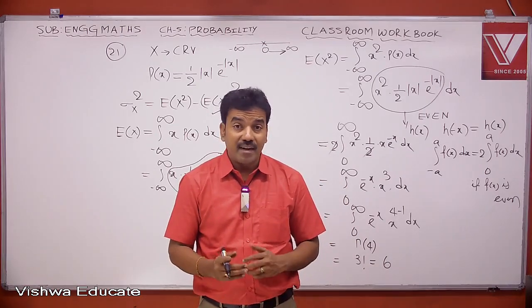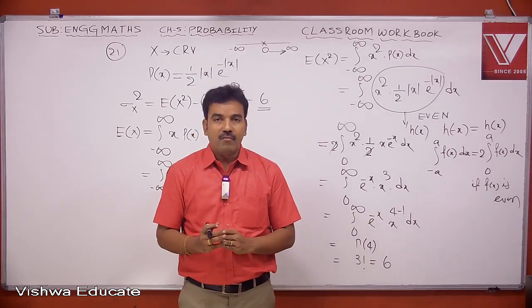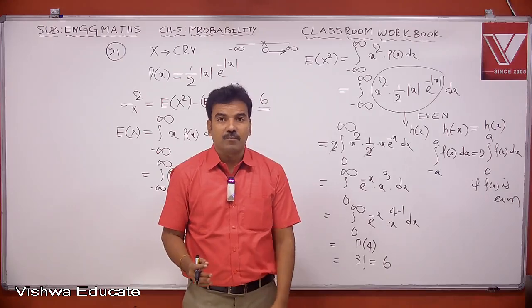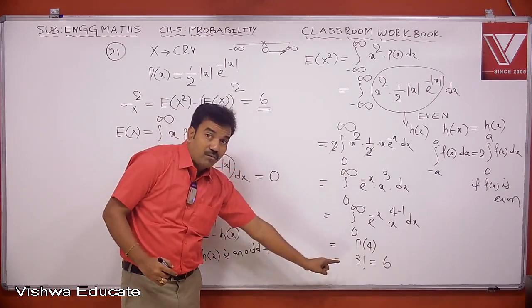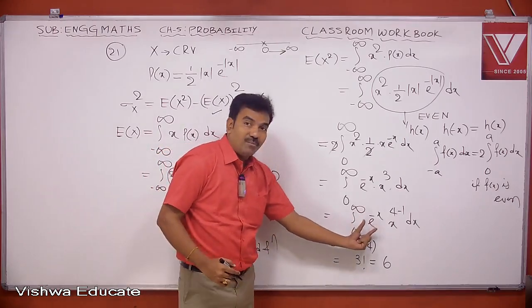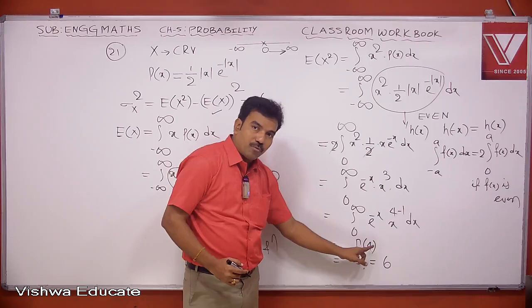When you integrate an even function between minus a to plus a, we have one result. When you integrate an odd function between minus a to plus a, the result will be 0. And then we have applied the concept of gamma function. So this is a gamma function, but here the value of n is 4. So this is gamma of 4.